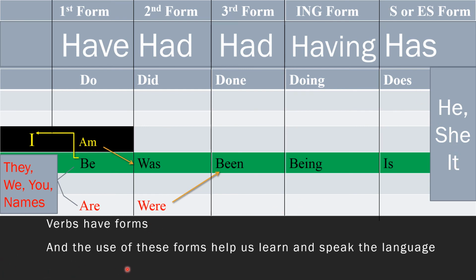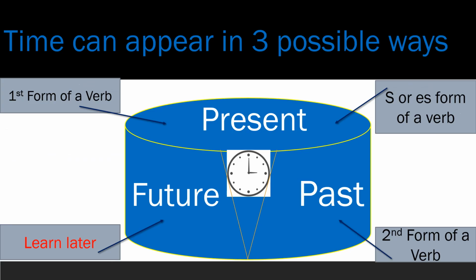Verb forms, and use of these forms help us learn and speak the language. If you understand these forms of the verb, first form is used for present, second form is used for past, right? And s form is used for present with he, she and it, and these third and ing forms are used in all present, past and future tenses. So then it would be easy for you to learn the language. So focus on different forms of the verb and expand your vocabulary by learning more and more verbs, either maybe regular or irregular forms.